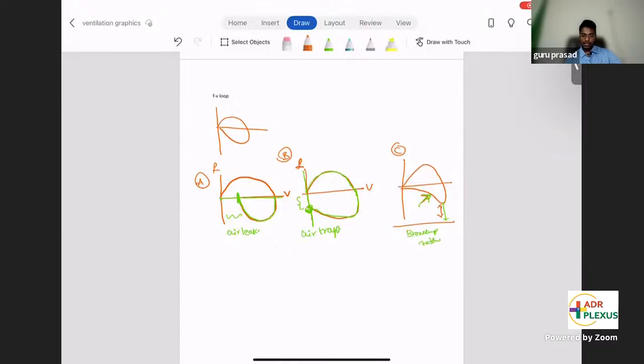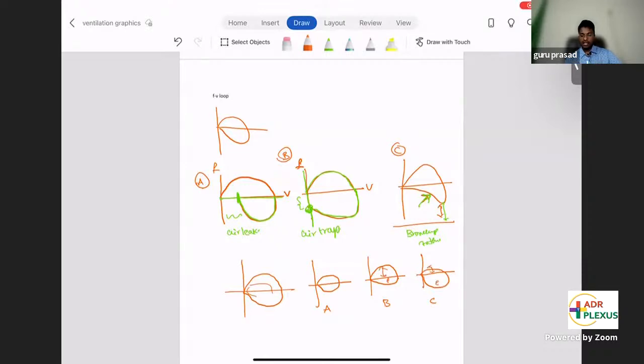Okay, suppose the same graph I am giving like this. Let us assume A is normal. So basically, what is A, what is B, what is C? In A, the entire loop has become small. In B, inspiration is normal, expiration has become small. In C, inspiration has become small, but expiration is normal. Can anyone tell what A, B, C mean?